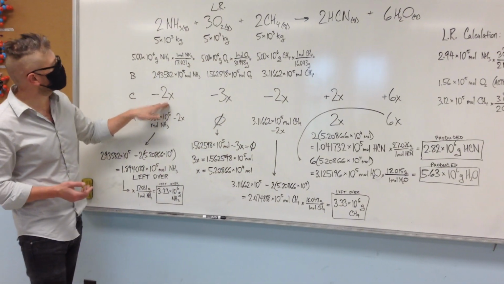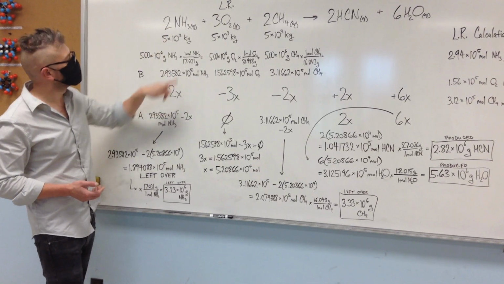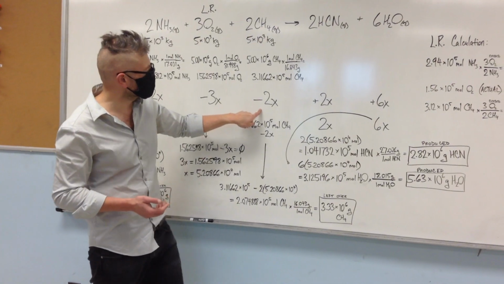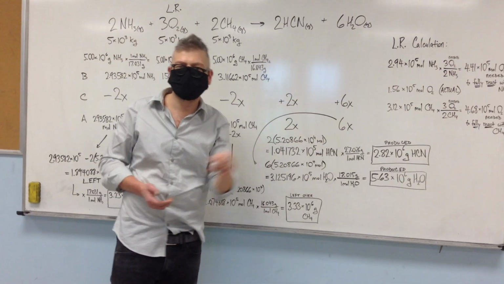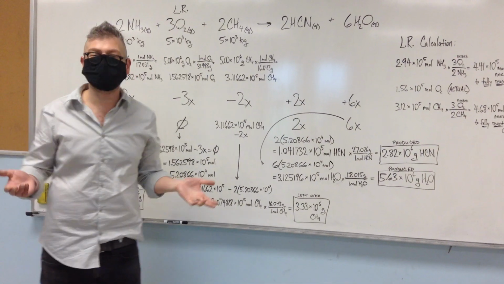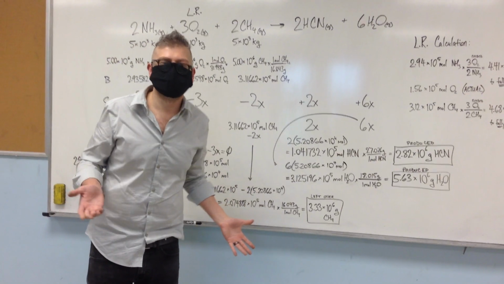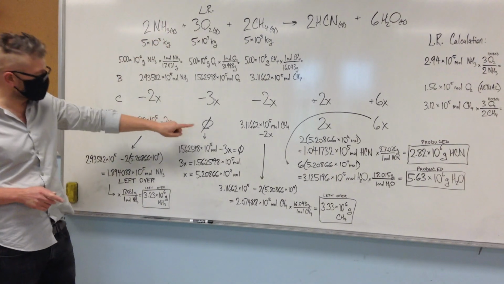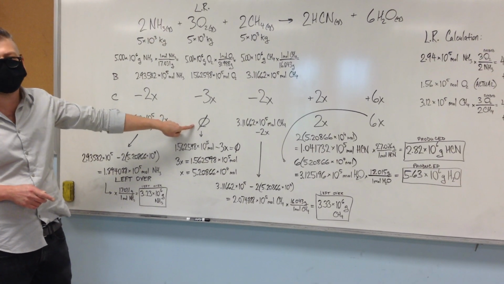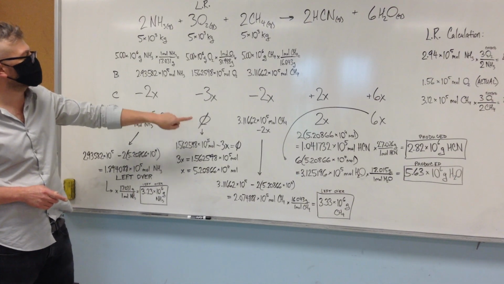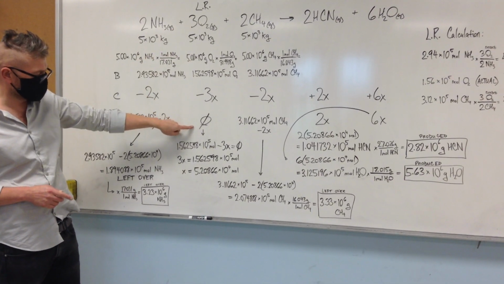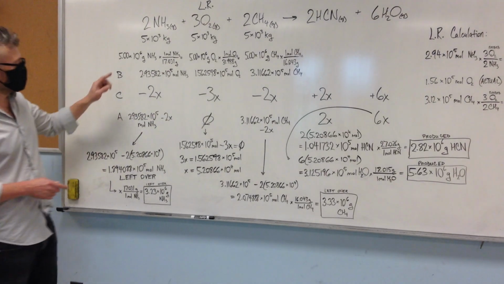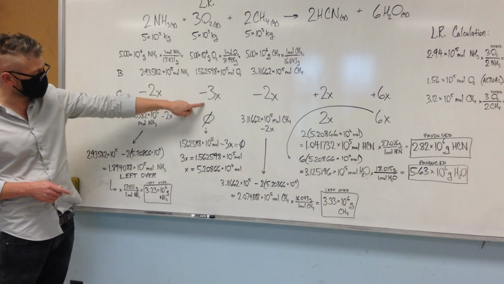And how are they related? By the coefficients. So this will decrease by 2x, and therefore this will decrease by 3x, and this will decrease by 2x, but this will increase by 2x, and this will increase by 6x. You say, what's x? That's the whole point. We're trying to find x. So how can we find x? Using the limiting reagent, because the limiting reagent tells us that afterwards, there will be nothing remaining of that O2. Nothing remaining, 0.